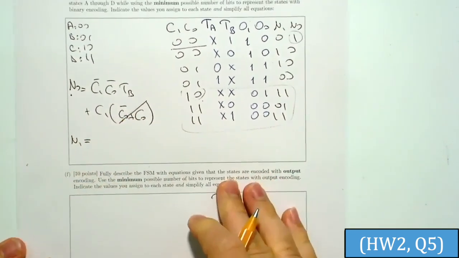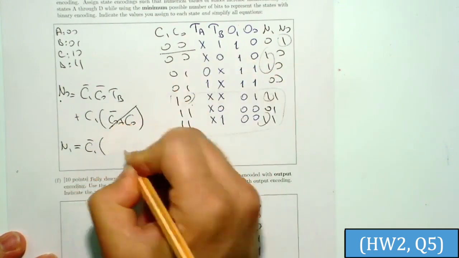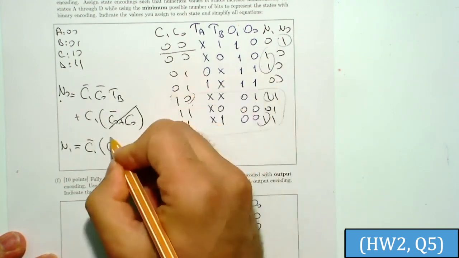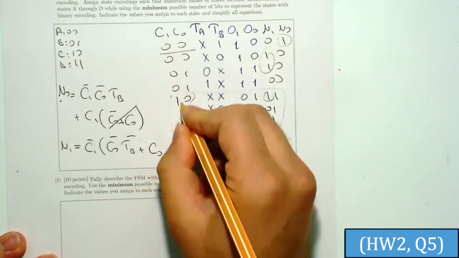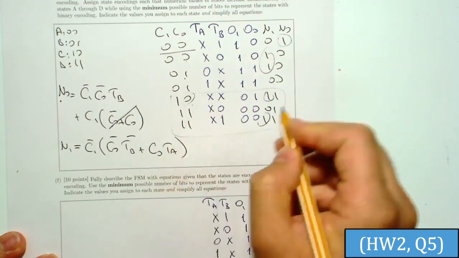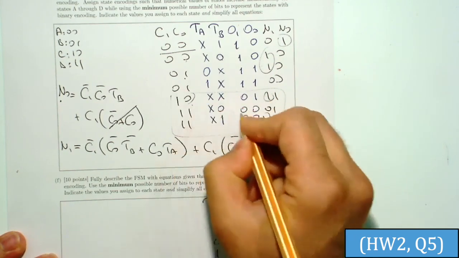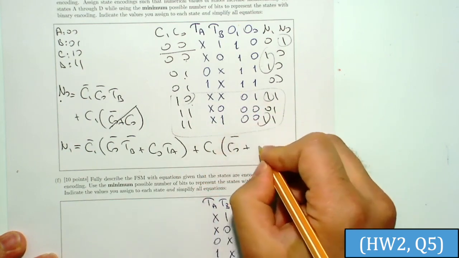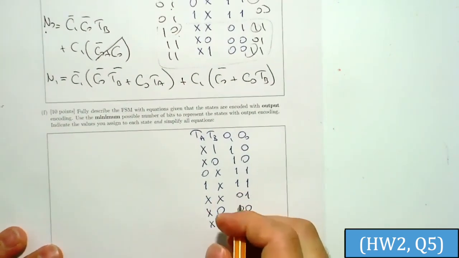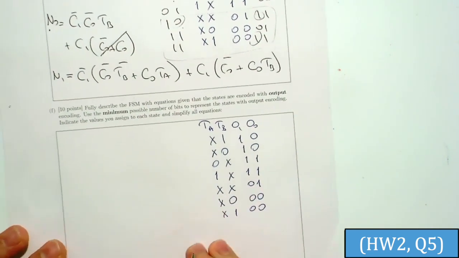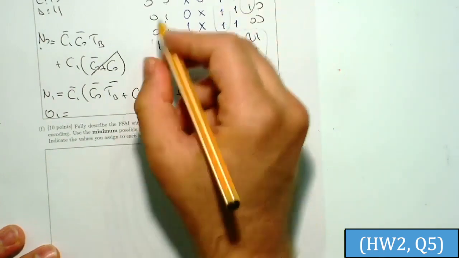For N1, I'll check the rows. I have 1 here, so for this one I have C1 not and C0 not, TB not, or C0 and TA. Okay, and for these ones, I have C1 as 1 and C0 not, or here C0 and TB, I guess. So this is not simplified. For O1, I have 1s here, so this means that C1 is always 0.